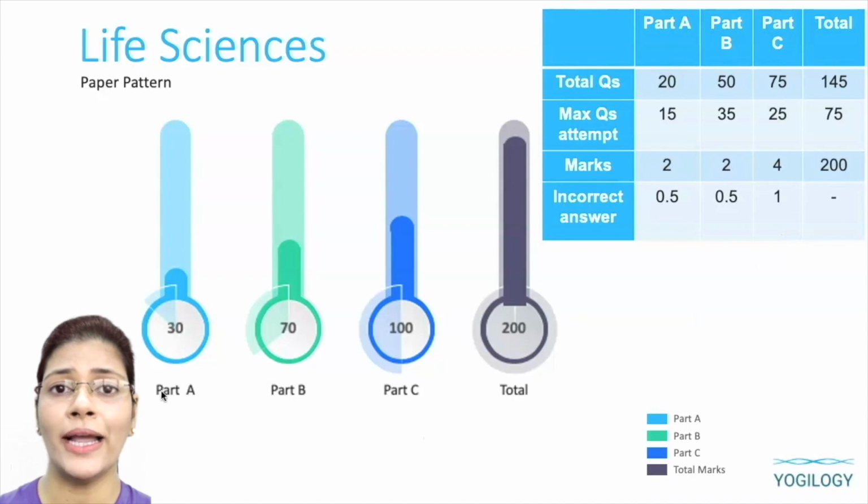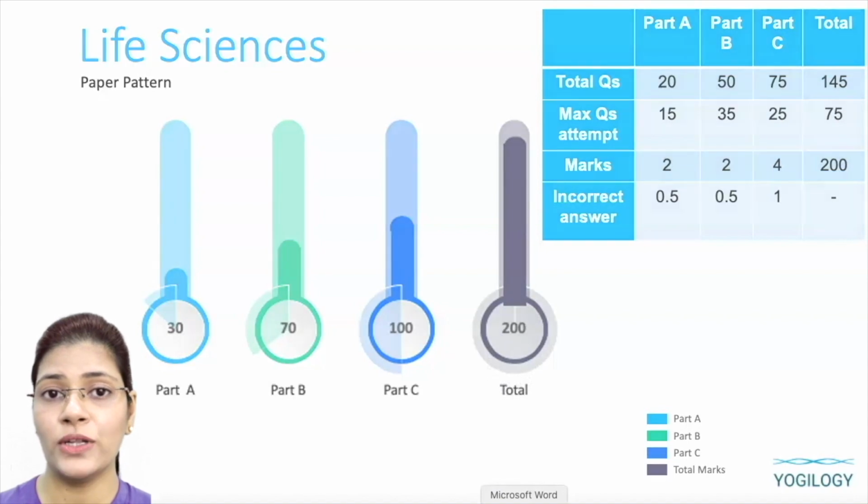So Part A carries a total of 30 marks. Note that these are general aptitude questions and are common for all 5 subjects. Part B carries a total of 70 marks, subject related questions, and Part C carries a maximum of 100 marks, subject related, application based questions. So the total being 200 marks.